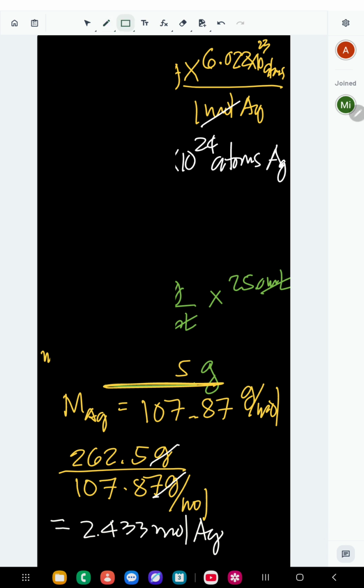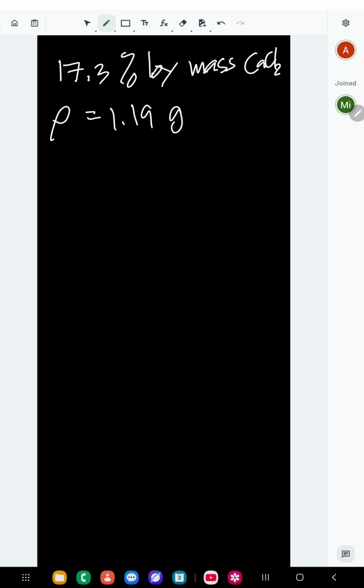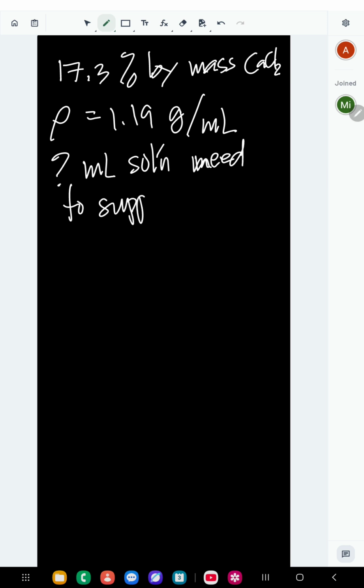All right, so let's go to the next problem. An aqueous solution is 17.3% by mass CaCl2. This is calcium chloride and has a density of 1.19 grams per milliliter. How many milliliters of solution are needed to supply 3.88 times 10 to the 24 chloride ions?